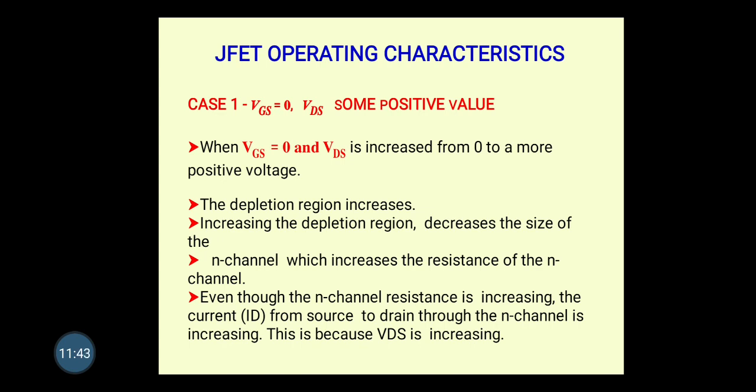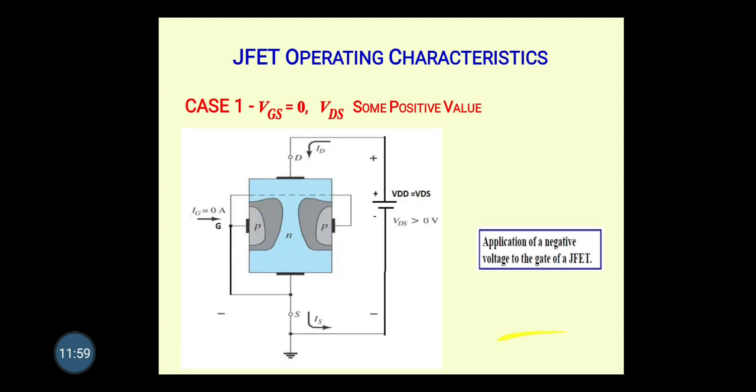Now increasing the depletion region decreases the size of the N channel, and with the N channel decreasing, the current ID from source to drain through the N channel is increasing. This is because VDS is increasing. You will be able to understand this from here.